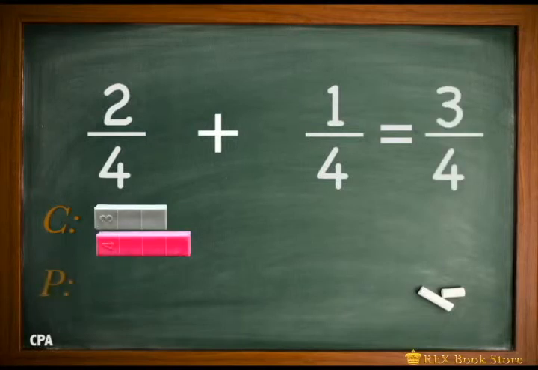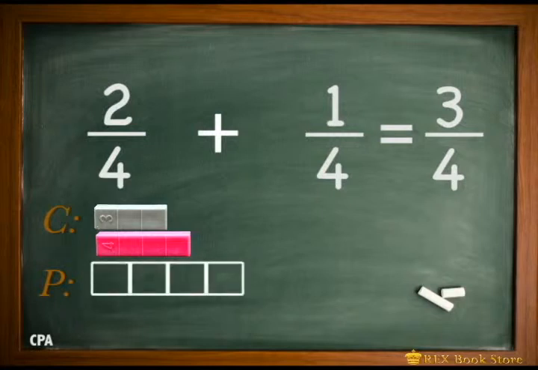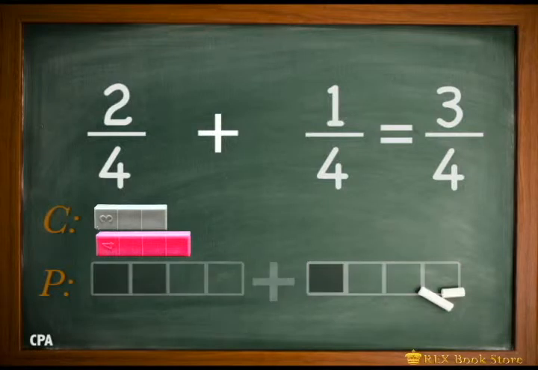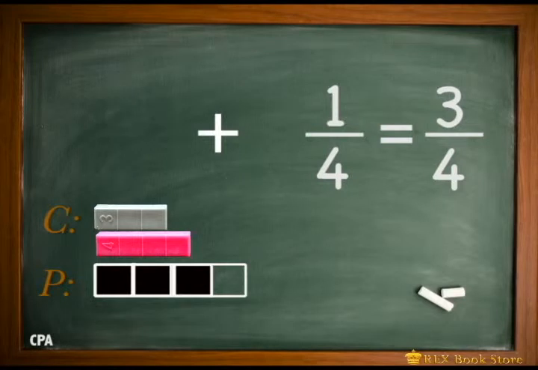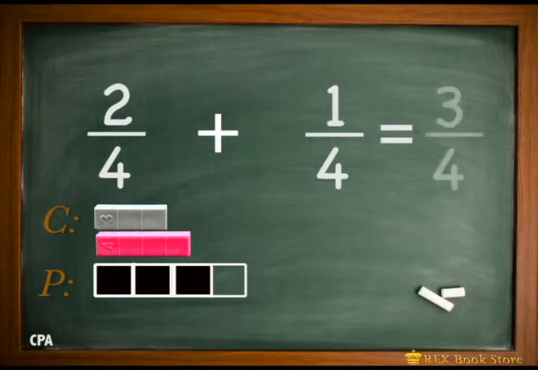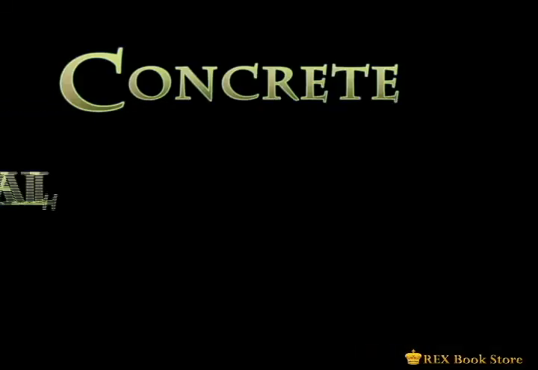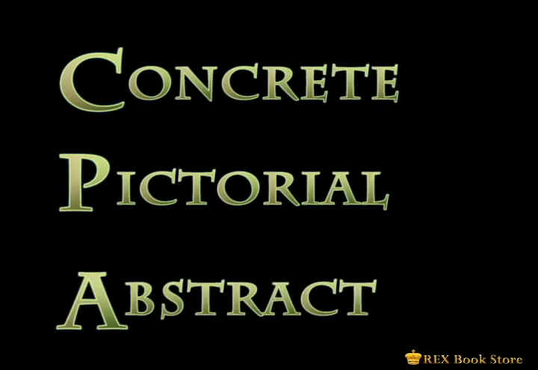Using the pictorial stage of CPA, we can use illustrations. We create a rectangle and divide it into 4 parts. We shade 2 of the 4 parts to reflect 2 over 4. We do the same for our next fraction, so 2 shaded parts plus 1 shaded part is equal to 3 shaded parts. So 2 over 4 plus 1 over 4 is equal to 3 over 4. The number sentence is now the abstract component of CPA. Here we add fractions using concrete, pictorial, and abstract of the Singapore mathematics pedagogy.